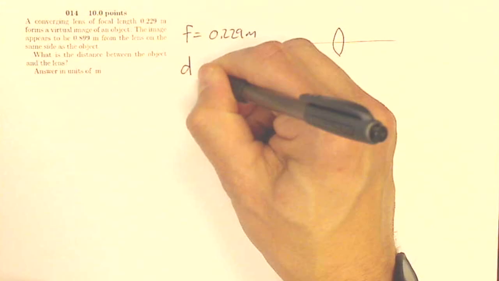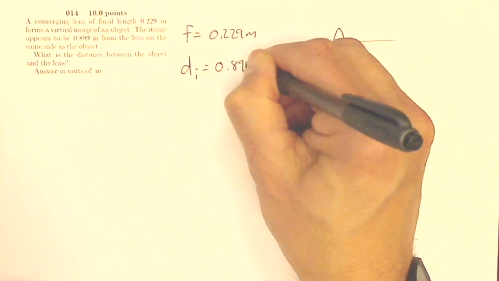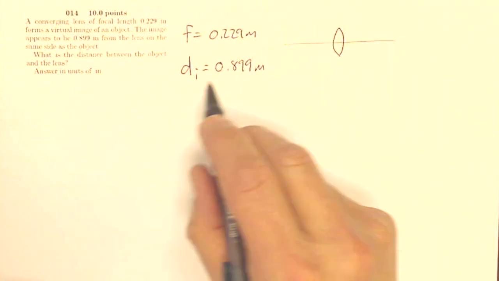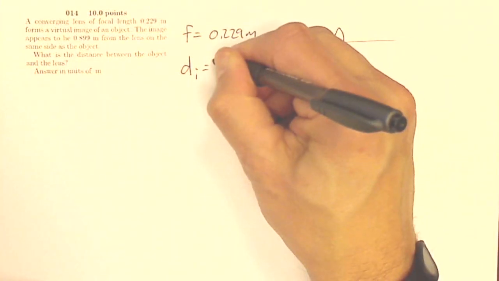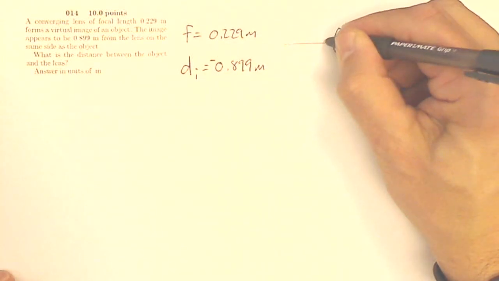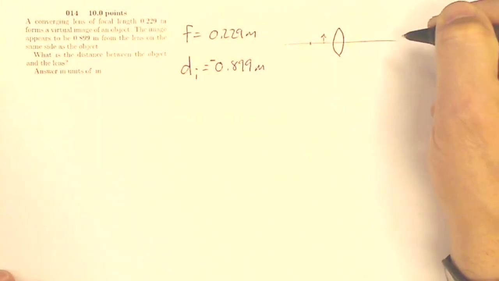So my distance to the image is 0.899 meters. But wait a second, if that's 0.899 meters and it's a virtual image, I know virtual images are located at negative distances. So what I've got here is some object that's located inside the focal length.